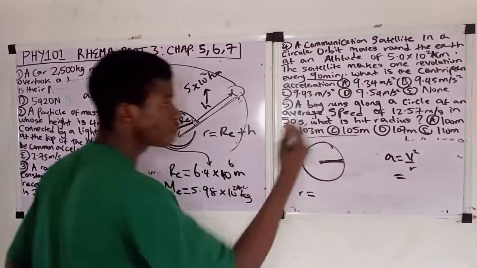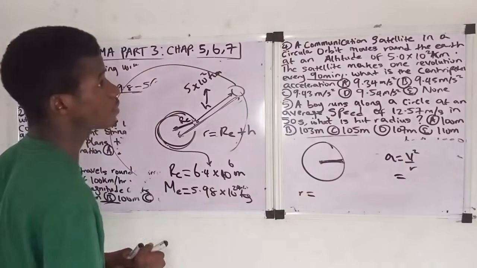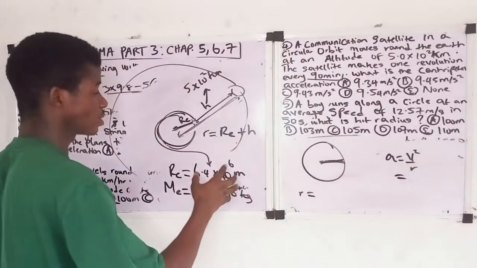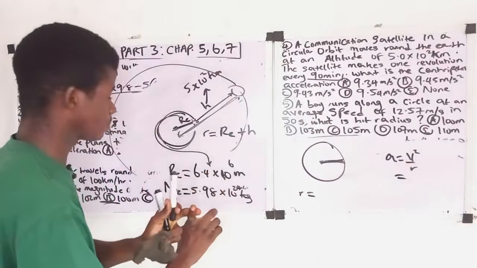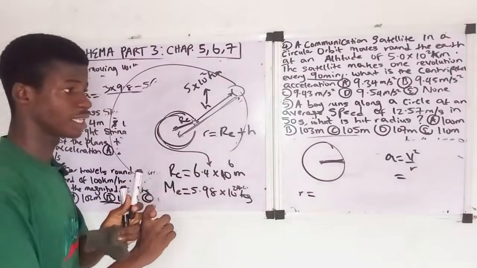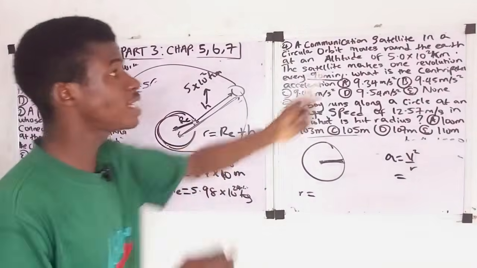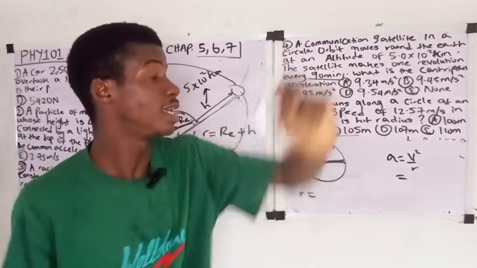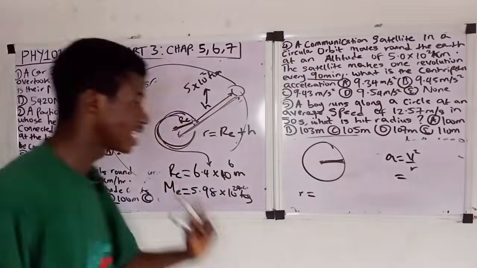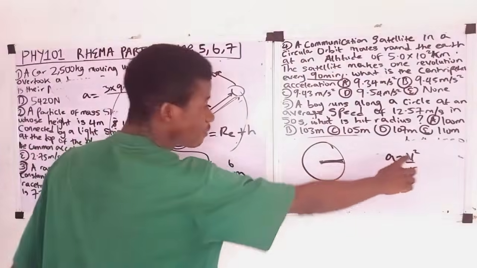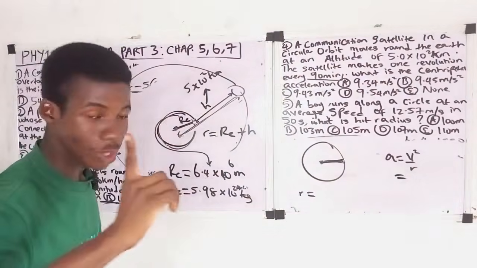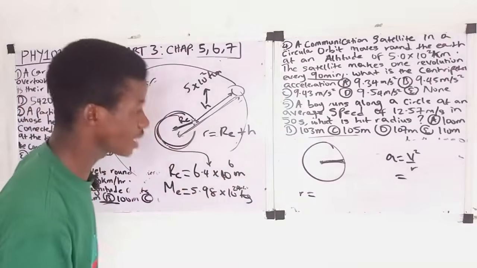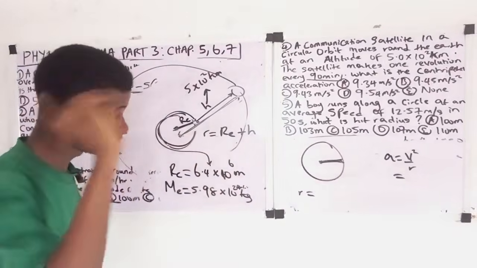We are looking for the centripetal acceleration, right? They gave us the altitude of the satellite, but they didn't give us the radius. Did they give us velocity? No, they didn't give us velocity. Now take note that this is very important.